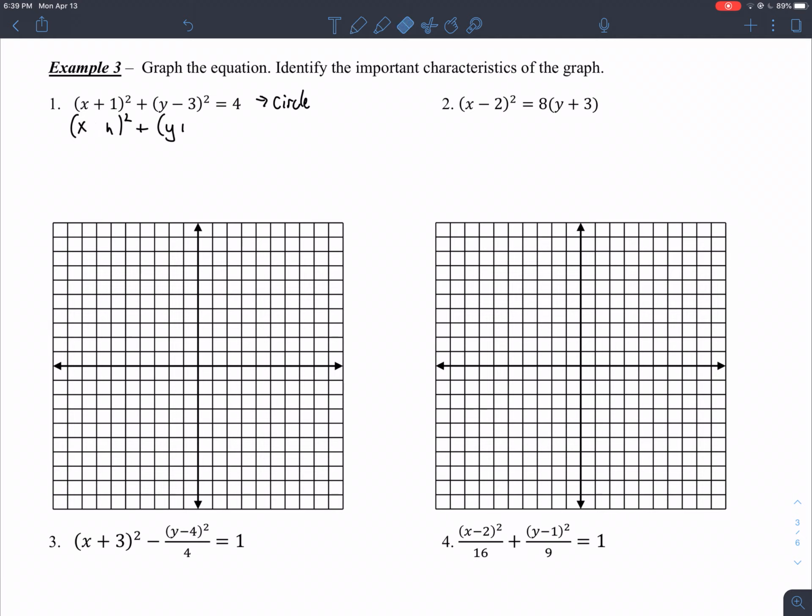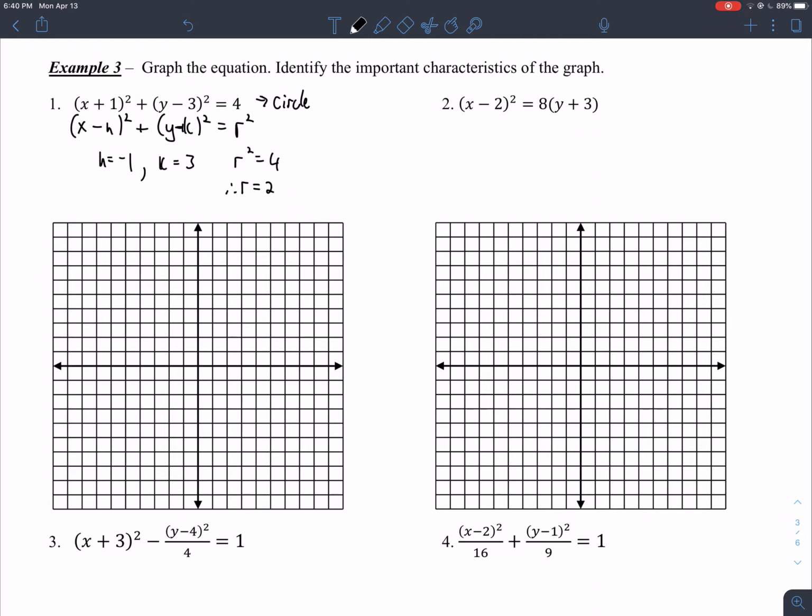Not x plus h squared. X minus h squared, y minus k squared equals r squared. And now I can identify all the components. Again, circles, fairly straightforward. I know from this that h is -1, and I know from this that k is 3. And I know that r squared is 4, so the radius is 2.